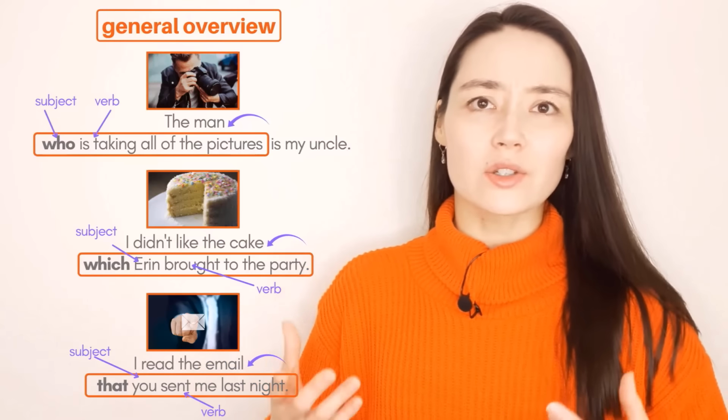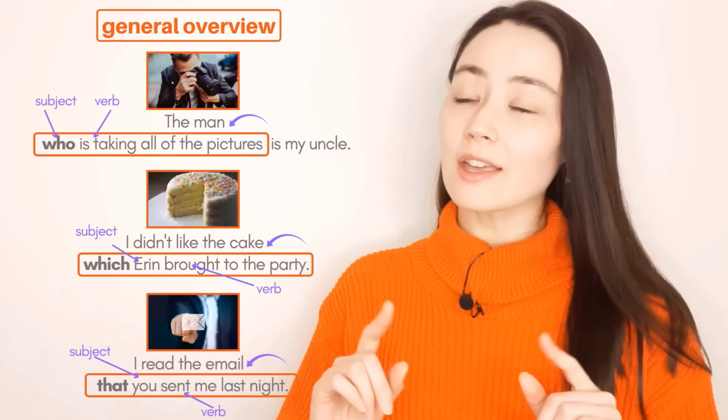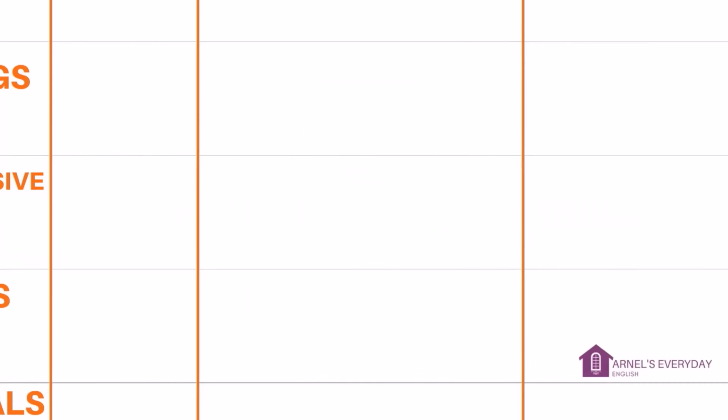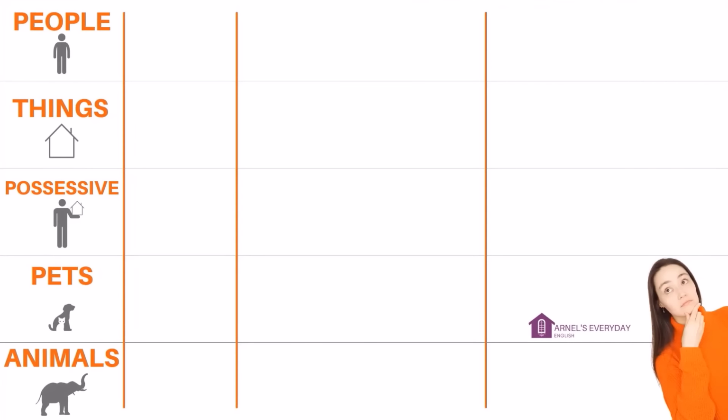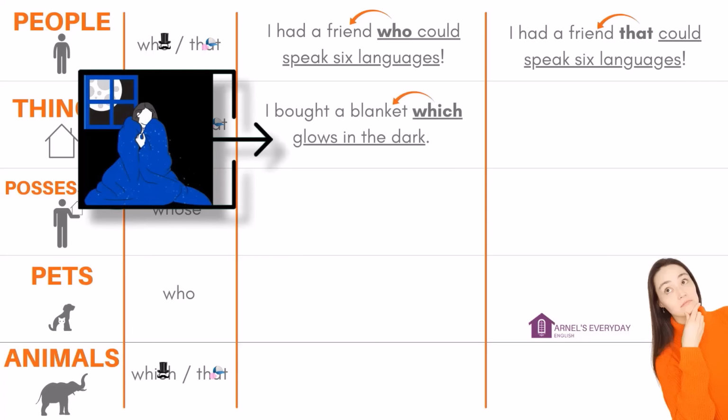How do I know when to use who, which, that, or whose? I think we need a chart. What relative pronoun do I need? That is always less formal and more common in spoken English, which is slightly more formal. I had a friend who could speak 6 languages. I had a friend that could speak 6 languages. I bought a blanket which glows in the dark. I bought a blanket that glows in the dark.